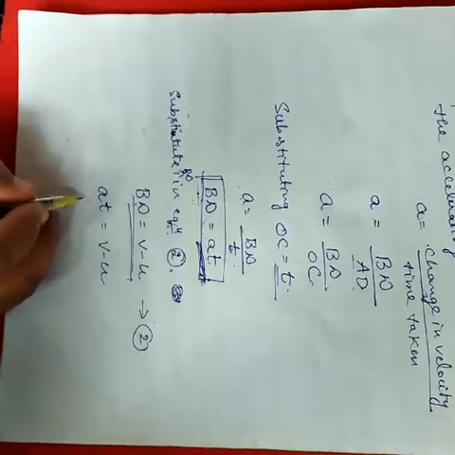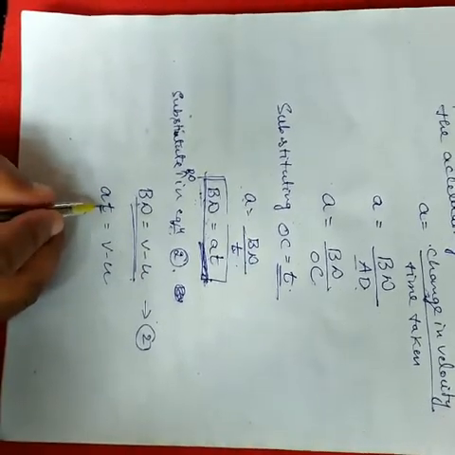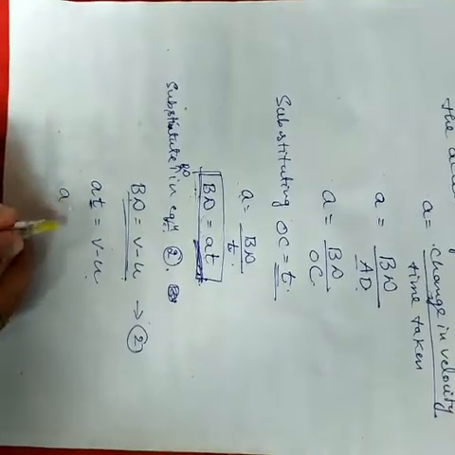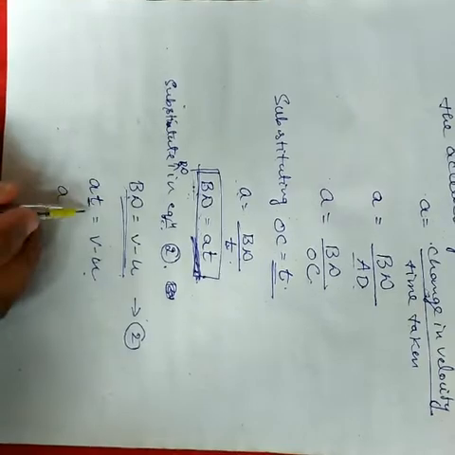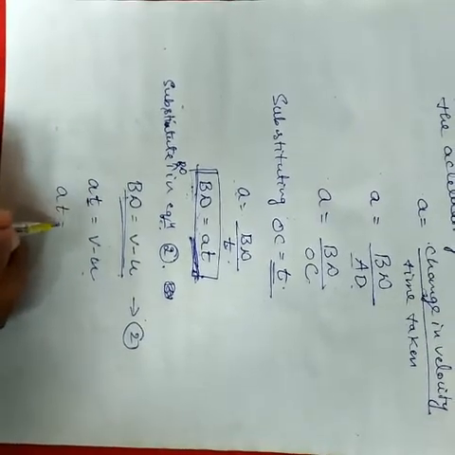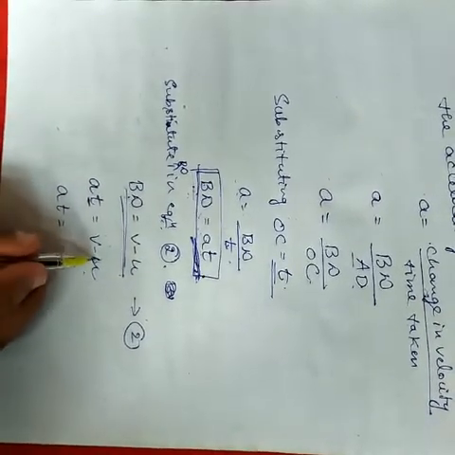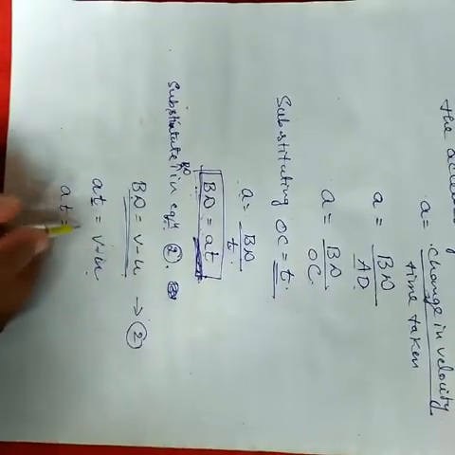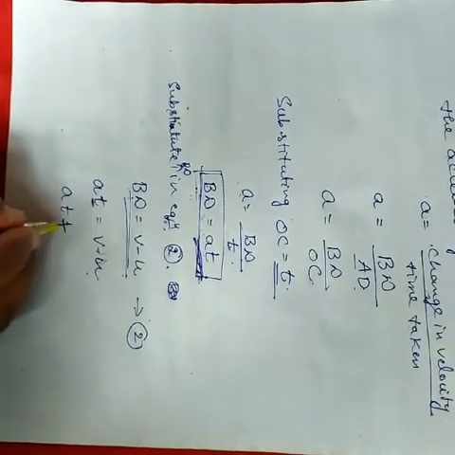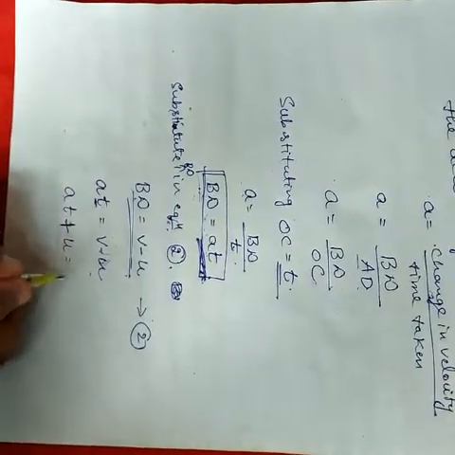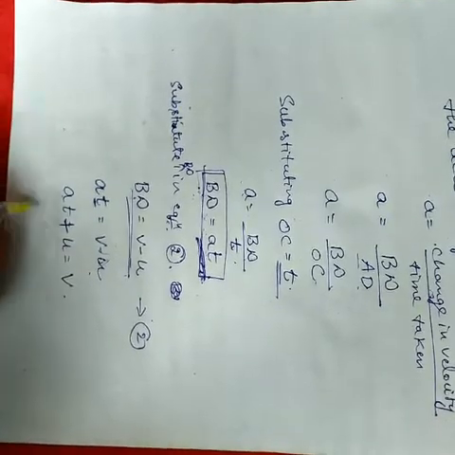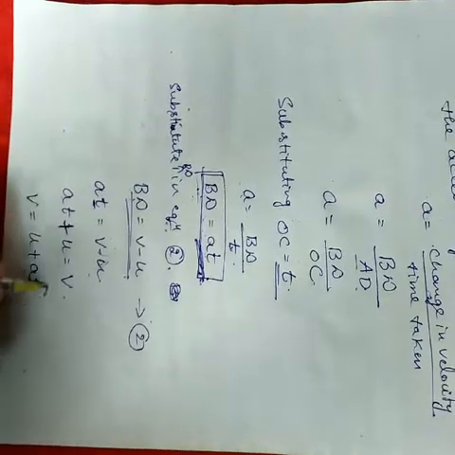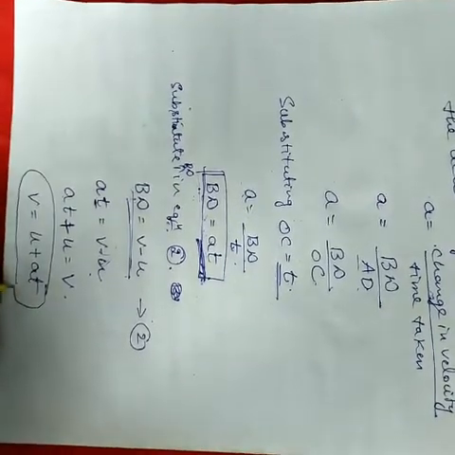Okay, last step: we shift that U here. So aT is equal to V minus U, and transferring that U, the minus should change into a plus. That is aT plus U is equal to V. Okay, so now we write V is equal to U plus aT. This is the derivation of the first equation, which is most important.